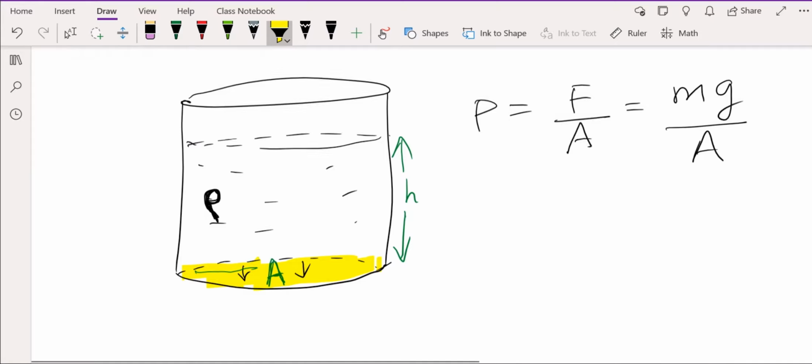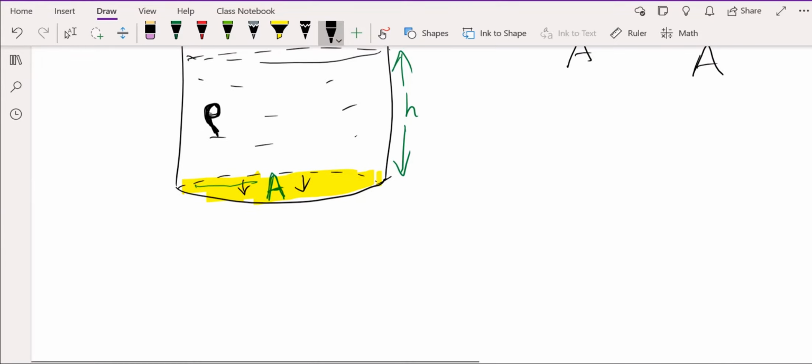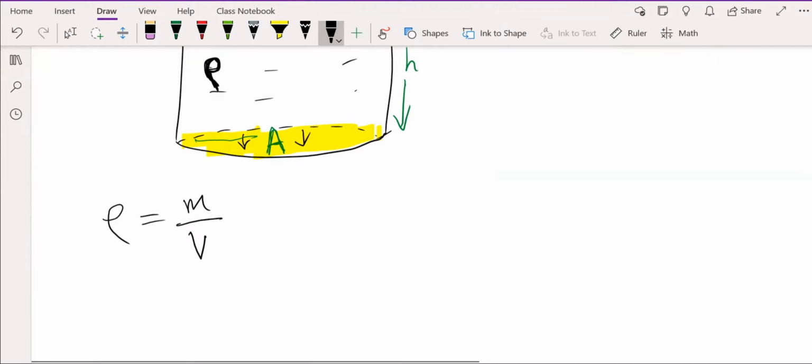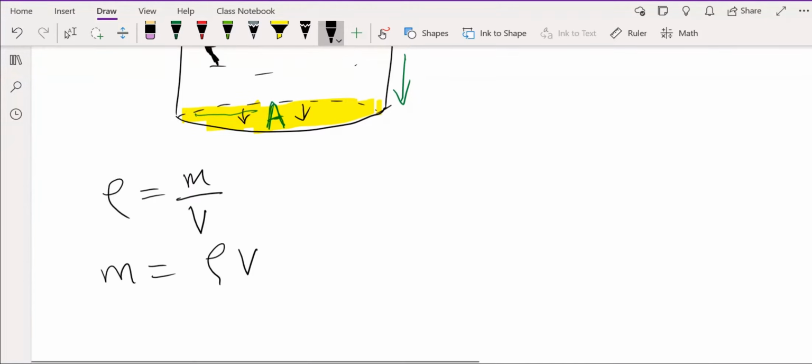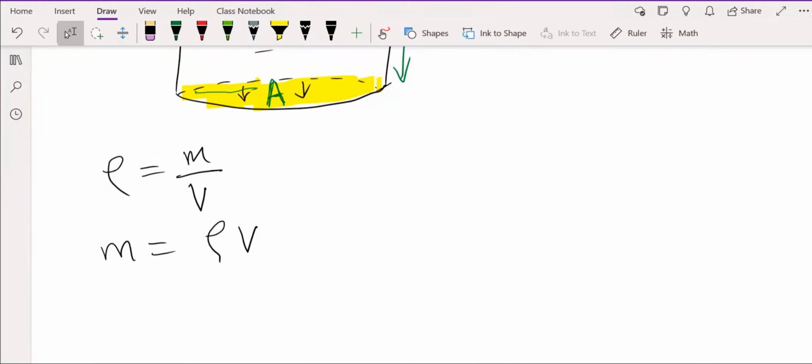Okay, so now what is the density equation? Density is equal to mass over volume, correct? All right, so what is mass? Mass is density times volume. Is that right so far? Is everyone okay at home? Yes. Good, thank you. So mass is density times volume.